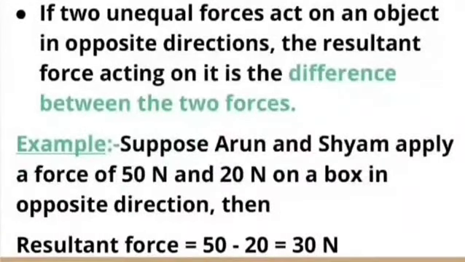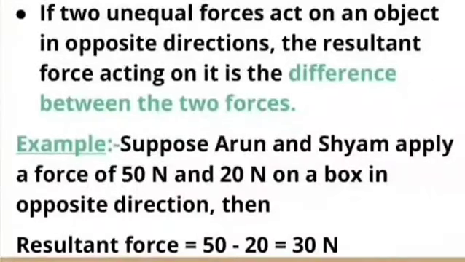The second case is, if two unequal forces act on an object in opposite directions, then the resultant force acting on it is the difference between the two forces. Here we talk about unequal forces. So students, here the forces are unequal and act in opposite directions. The resultant force is the difference between the two forces, but the forces must be unequal.